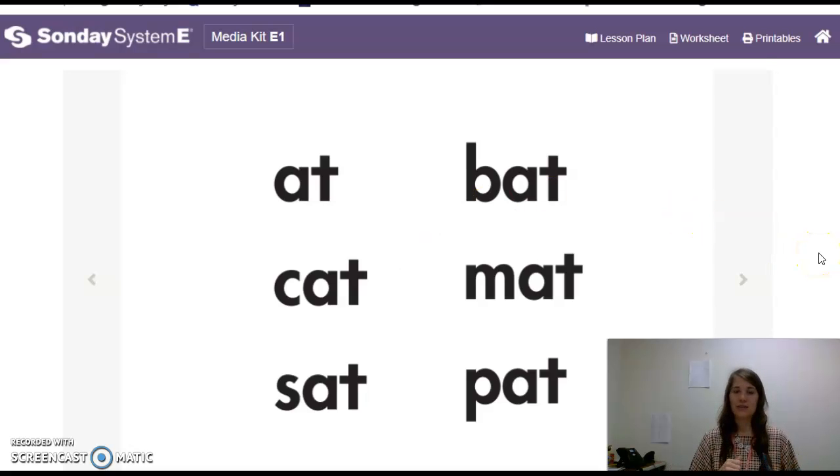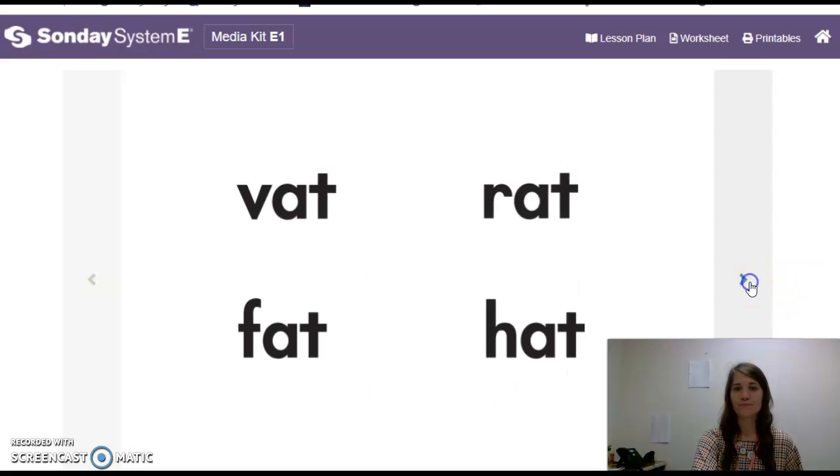So this one says at, then we have b, at, bat, k, at, cat. And I'm just going to keep going because we don't have to stretch them all out if you know them automatically. Mat, sat, pat, that, rat, fat, hat.